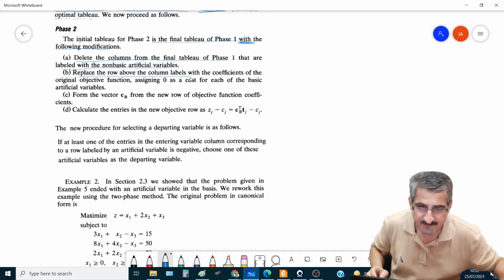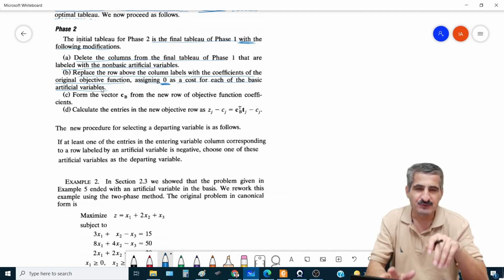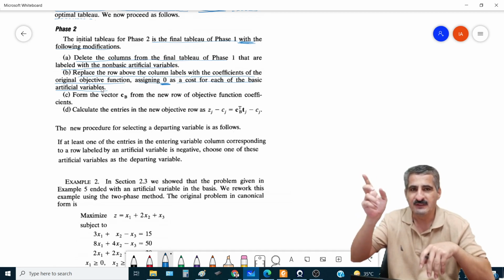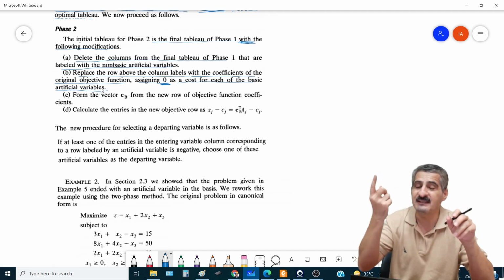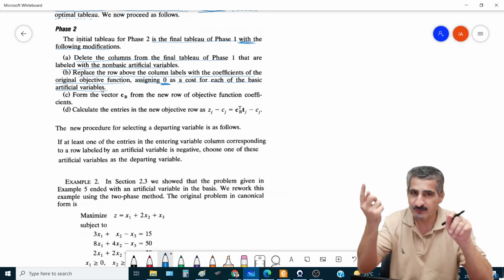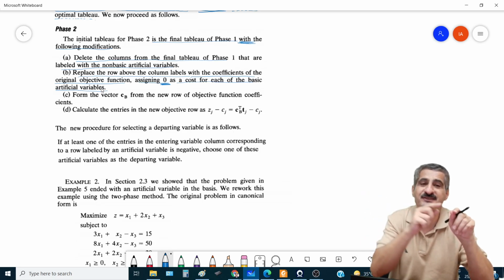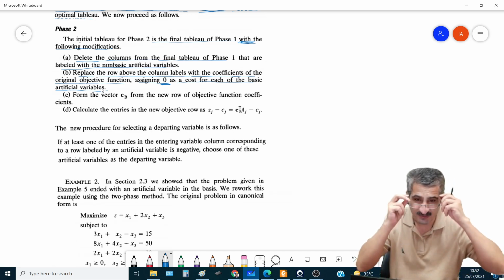Okay. With what? With the coefficient of the original objective function, assigning 0 as cost for each of the basic artificial variables. Good. We did this a little while ago on page 2. So go back to the original function, take the cost vector of it. But the original function does not have an artificial variable there. So what I put in the row in there, I put 0. In the place of the coordinate of the artificial variable.